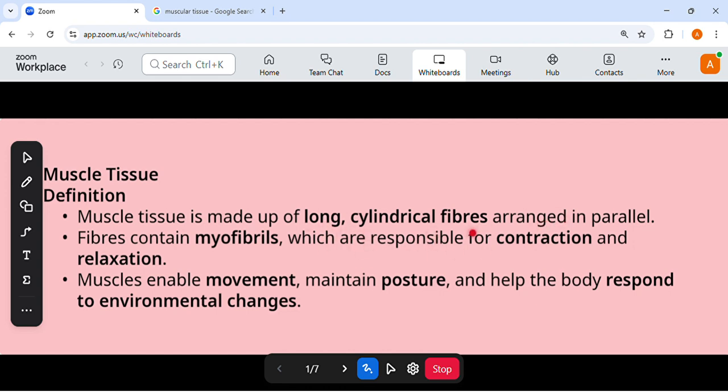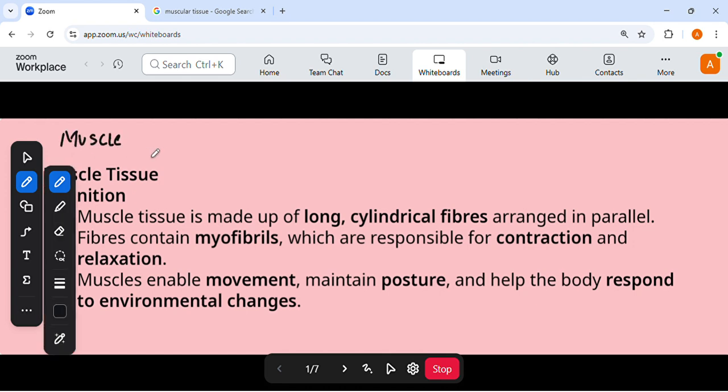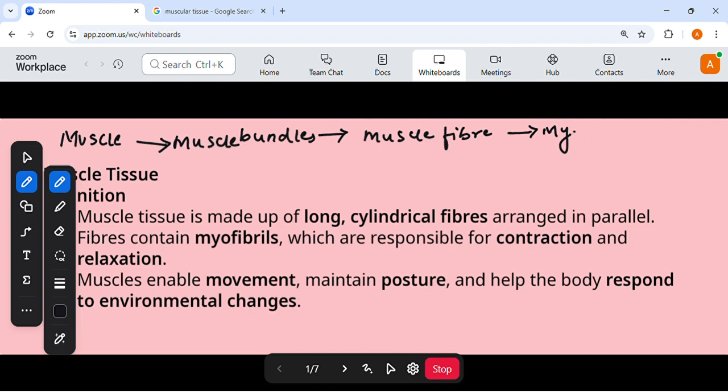and those fibers are arranged parallelly. Okay, so see first, each muscle has many bundles inside it, muscle bundles. And inside the long cylindrical fiber will be seen, that is muscle fiber. And then it will be myofibrils or myofilament.